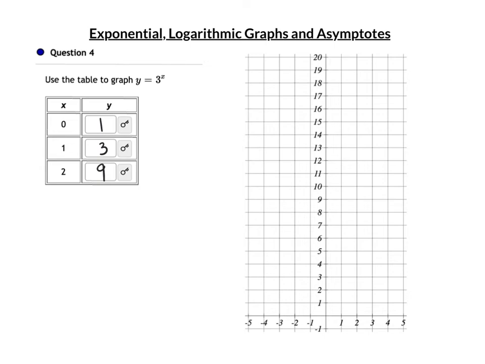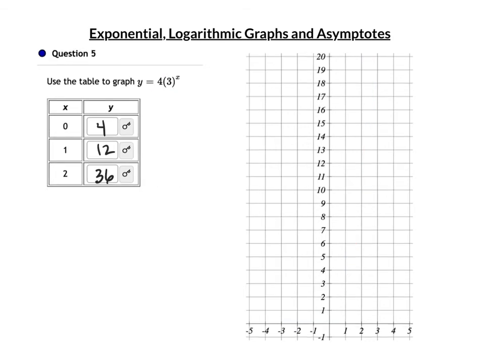Question 4 is a quick one. All you need to do is plug in these x values. Plugging in 0, 3 to the 0th is 1. Plugging in 1, 3 to the 1st is 3. And plugging in 2, 3 squared is 9. And all you need are 2 points when you graph this in Desmos. We get a graph that looks like this.